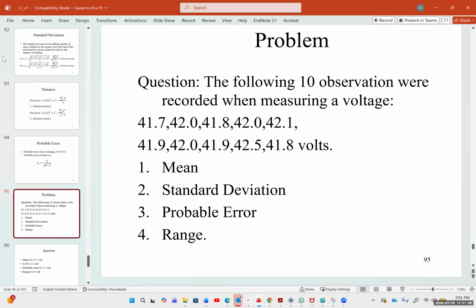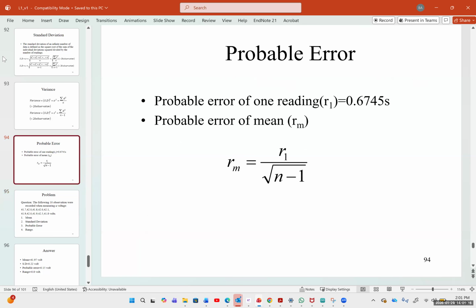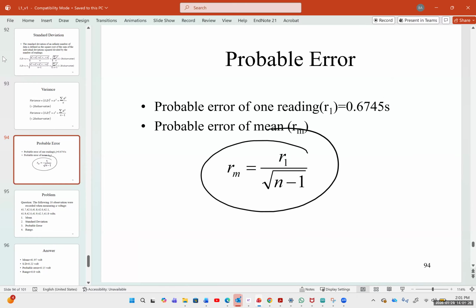We want to find the mean, standard deviation, and probable error. I skipped the probable error. By the way, the probable error of one reading is R1 equals 0.6745, and the probable error of the mean, RM, is going to be R1 over the square root of n minus 1.